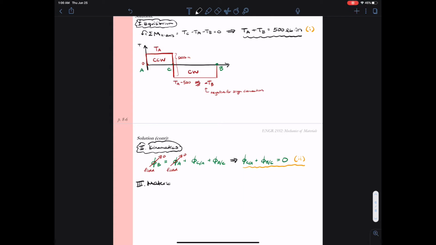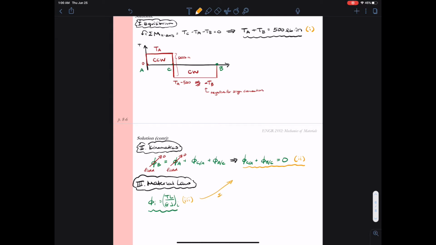Finally, we have our material law. In material law, we relate our applied forces to our displacements. So that means relating torque to angle of twist. And that formula is phi equals TL over GJ. And so we can apply this to any given segment to get the angle of twist on that segment. All right, these are the three formulas we need.